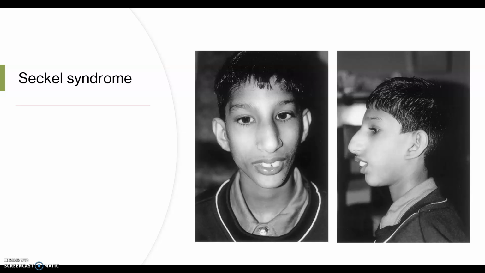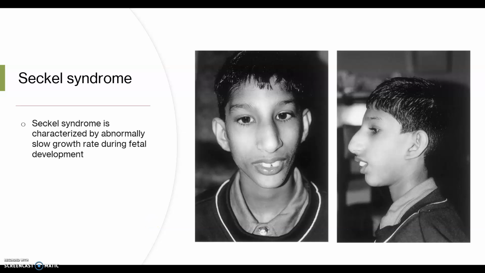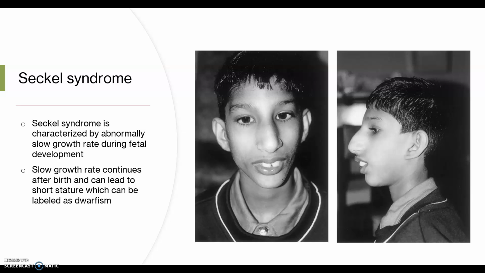Seckel syndrome, which is under the proportionate dwarfism section. Seckel syndrome is characterized by abnormally slow growth rate during fetal development. Slow growth rate continues after birth and can lead to short stature, which can be labeled as dwarfism. And abnormal facial features are extremely common with this syndrome as well. As you can see in this young man over here, he has proportionally large ears, a flattened nose, and his jaw is not developed correctly.